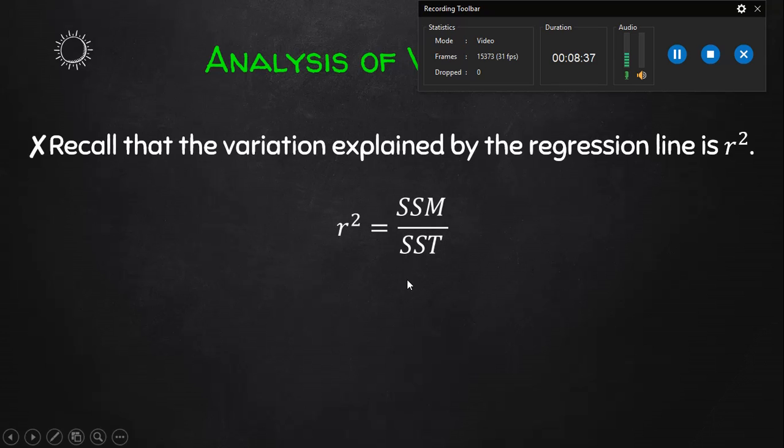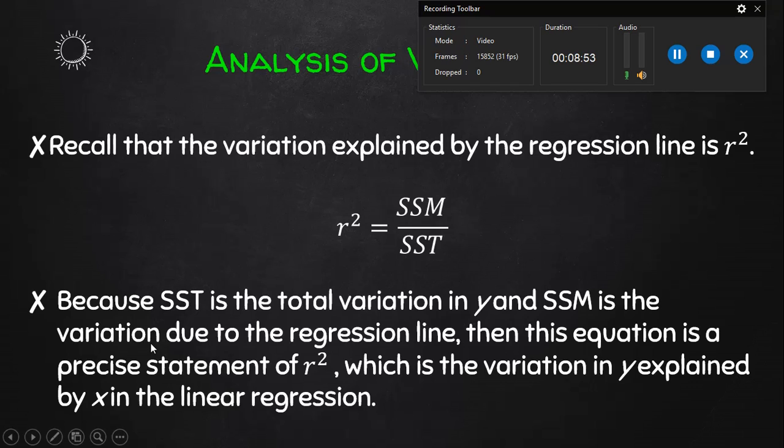This value is actually obtained from our ANOVA table. So its accurate value takes the sum of the squares model and divides it by the sum of the squares total. So we can easily calculate R squared from the information provided. So remember, SST is our total variation in our response variable Y. Sum of the squares model is the variation due to the regression line. And when you look at those together, this will give you a precise value of R squared, which tells us how much variation is present and explained by the linear regression line.